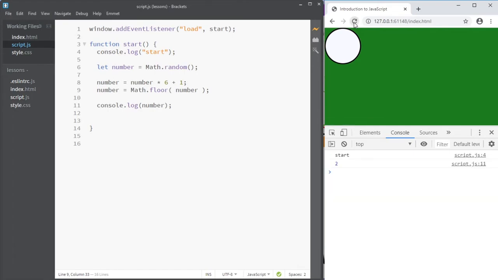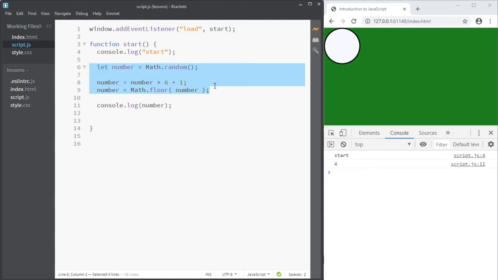Will I ever get a 6? That was a 6. So another 6. This seems to do the trick. So I just want to make these 3 lines into 1.